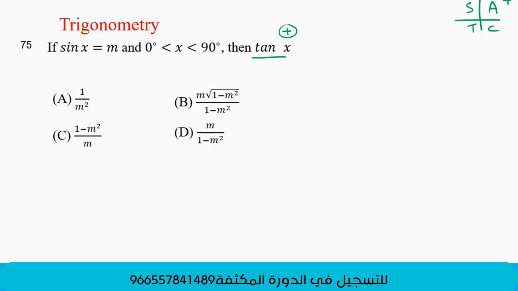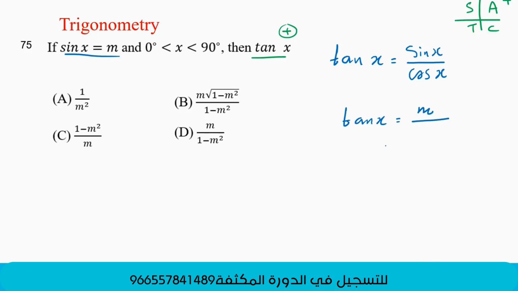So first I know that tan x is equal to sine x over cosine x. So what's sine x? This means tan x is equal to m over cosine x. Any questions so far, or are we good? Good.